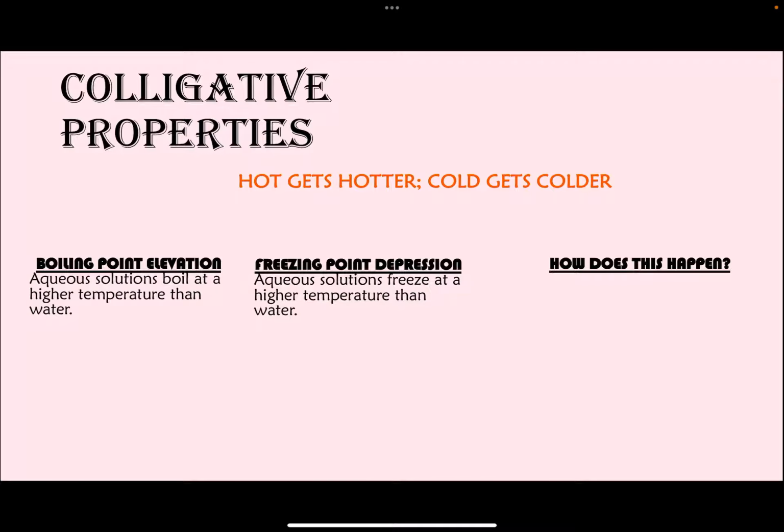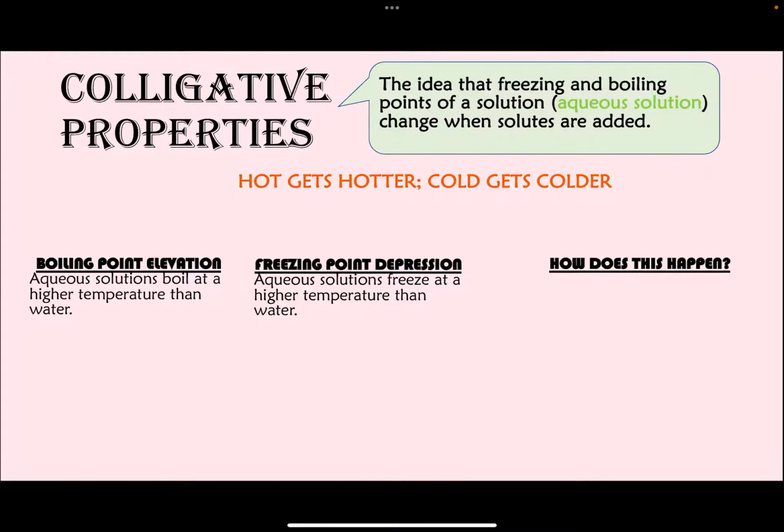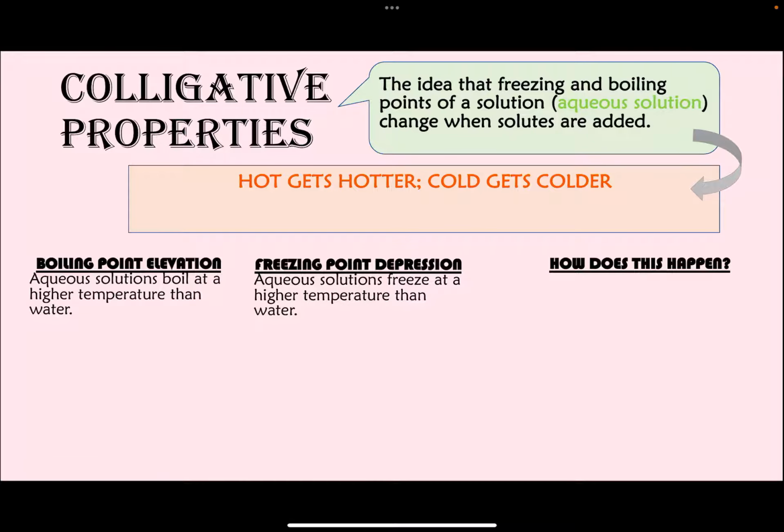Alrighty, so let's think about this unit. Let's talk about what we know of as the colligative properties of solutions. So the basic point of these properties is that if you compare a solution to the pure solvent, the melting and boiling point is going to be different. So if you take a solvent and you add a solute to it, its melting and boiling point is going to change. And so in general, we can say that what is hot gets hotter and what's cold gets colder.